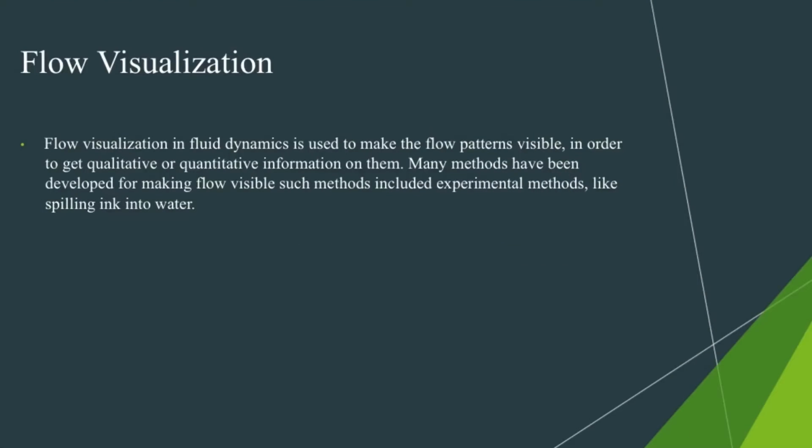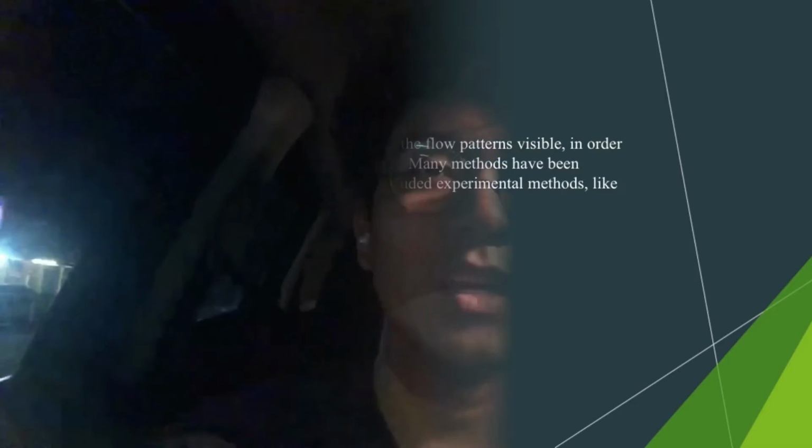For chapter 5, hydrodynamics. The first point is flow visualization. Flow visualization in fluid dynamics is used to make a flow pattern visible in order to get qualitative or quantitative information about it. Many methods have been developed for making flow visible. Most methods include experimental methods like spilling dye into water.